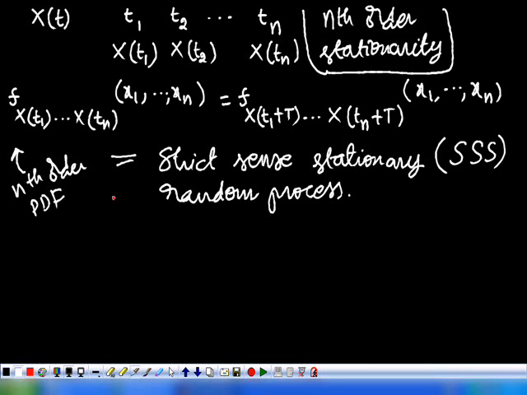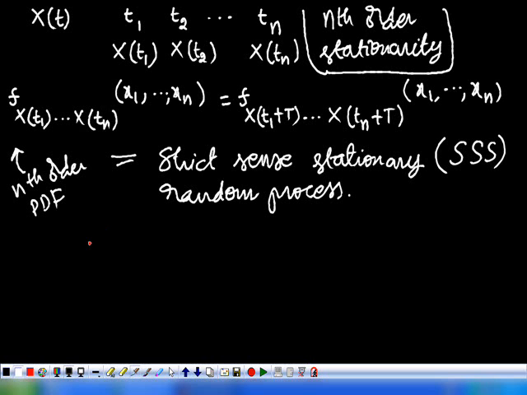In most practical purposes, we assume the random process is a stationary random process, because if the random process is not stationary, the analysis of such a process is somewhat difficult. That's why in most real-time problems, we assume the random process is stationary in some sense.